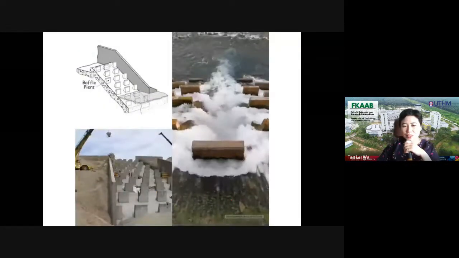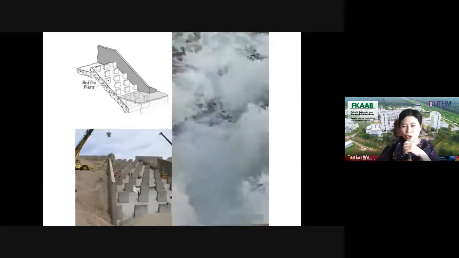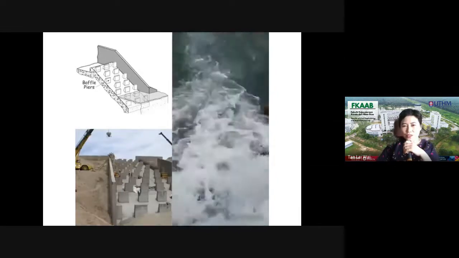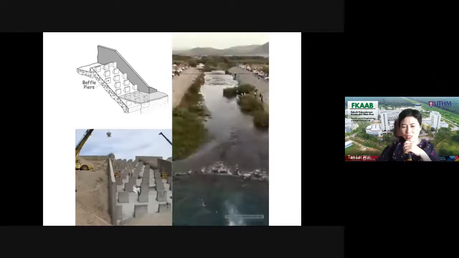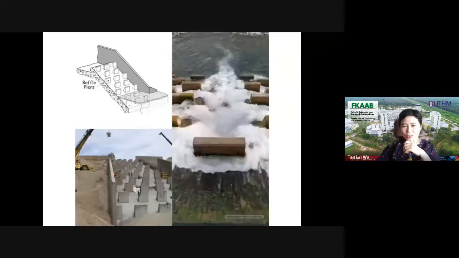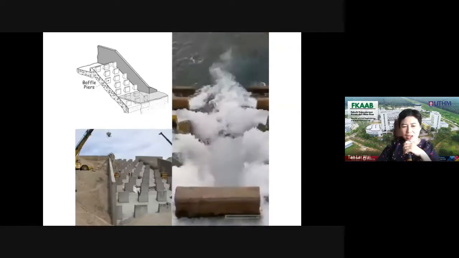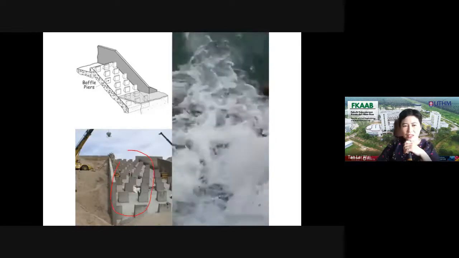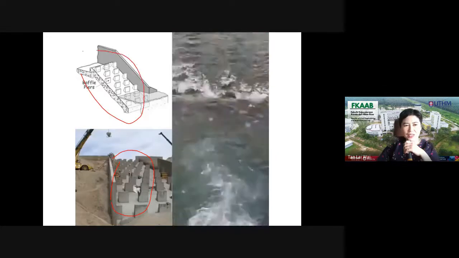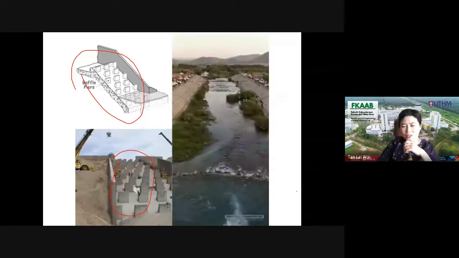This is an example. You see water coming down. If you put blocks, it actually blocks the flow of the water, and then it can reduce the velocity. If you look at this, this is type 9. If you still remember, there are so many types. This is type 9, similar to what I just explained.